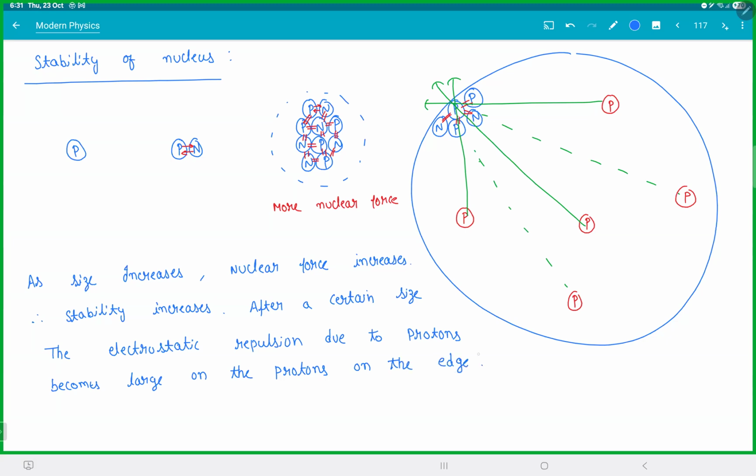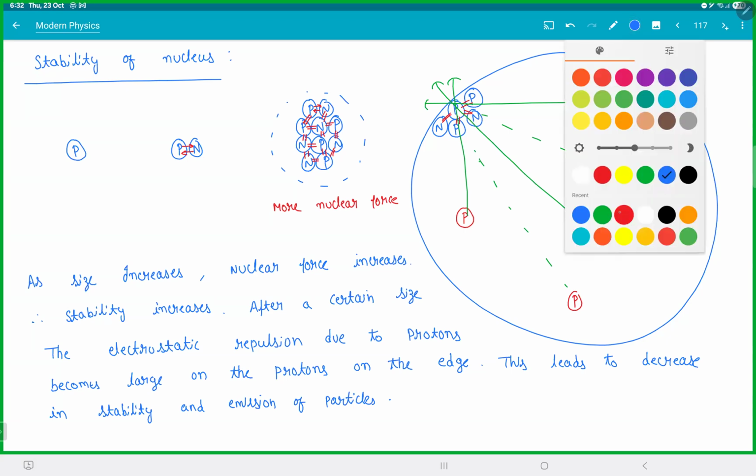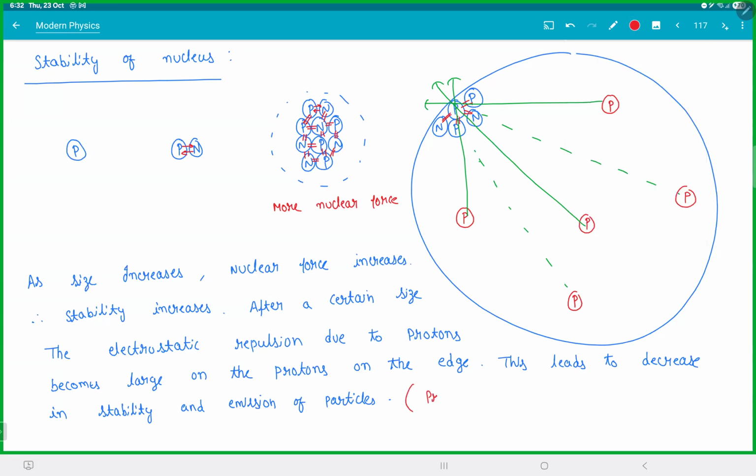This leads to a decrease in stability and emission of radioactive particles. The reason is that only. The protons on the edge have a very limited nuclear force. So this is the problem. As the size becomes bigger and bigger, your nuclear force cannot increase, but your repulsion force will keep increasing.